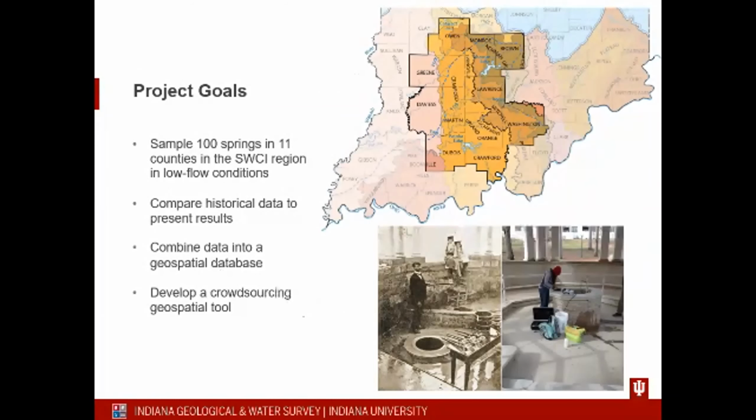To fill in this gap in understanding, the Indiana Geological and Water Survey is partnering with the Center for Rural Engagement on this project, investigating a subset of the 360 known springs in 11 counties in the southwest central Indiana region. The project goals are to establish baseline water quality and quantity conditions in the SWCI region and compare those to historical data, to examine water-rock interaction pathways in their relationship to spring quality, and to foster community engagement through a publicly accessible online geospatial database and provide education to stakeholders.